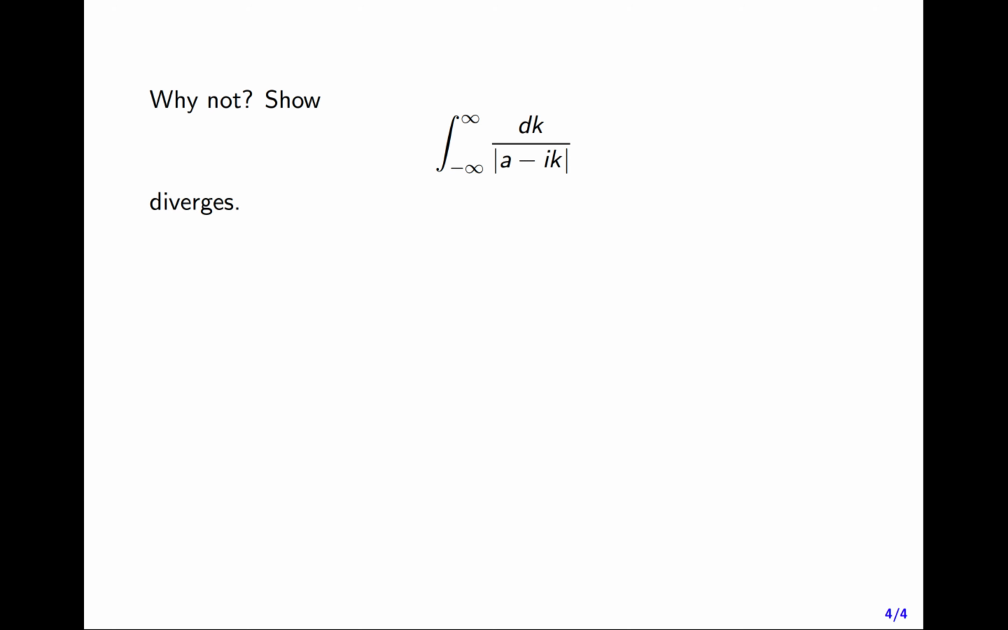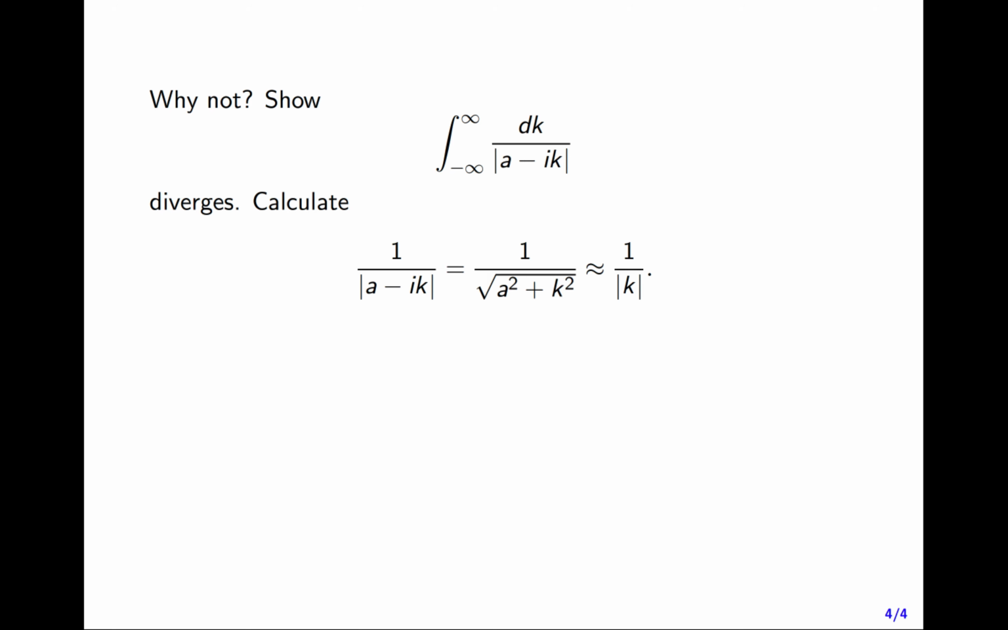Well, actually, of course, there's a 1 over square root of 2 pi in there, but the integral will converge if and only if the multiple by 1 over square root of 2 pi converges. So just think about this integral for a moment. We want to show this integral diverges. Here is a sketch of how that goes. We calculate 1 over the modulus of (a minus ik) is 1 over square root of (a squared plus k squared). Since a and k are both real numbers, this is just the definition of the modulus of a complex number.